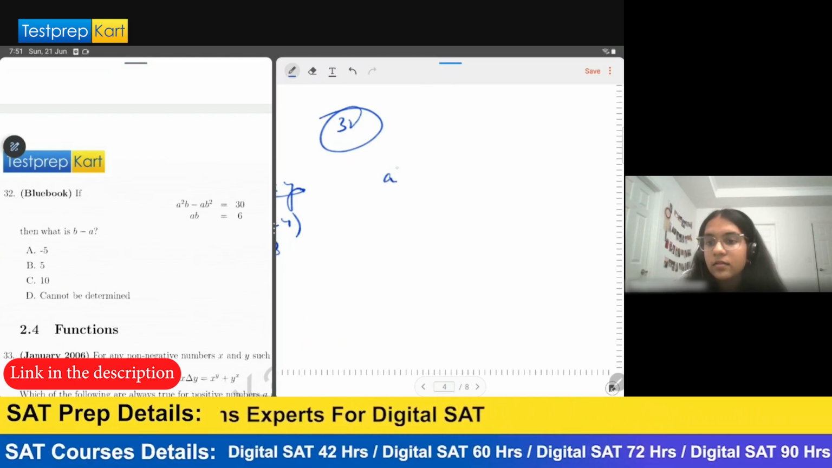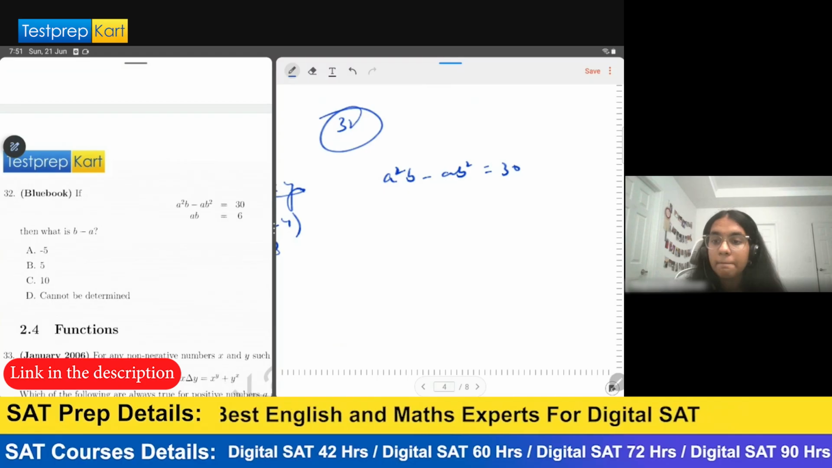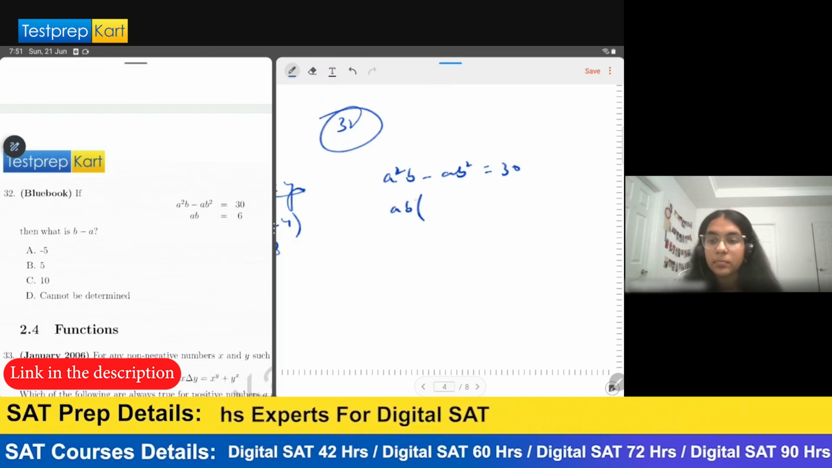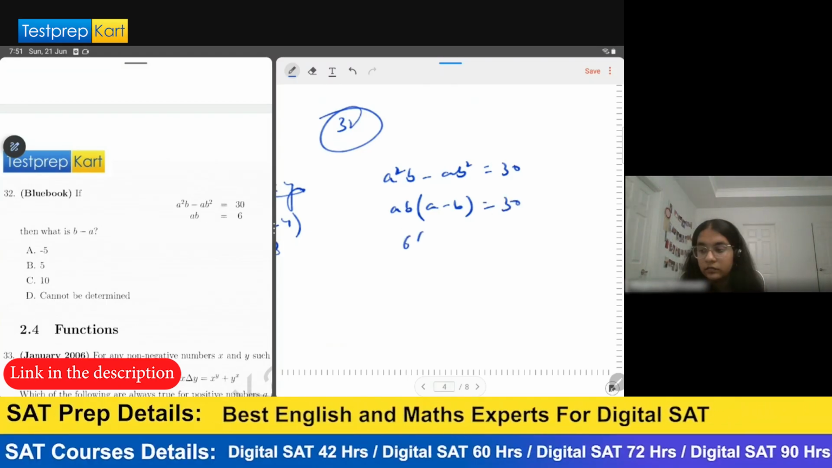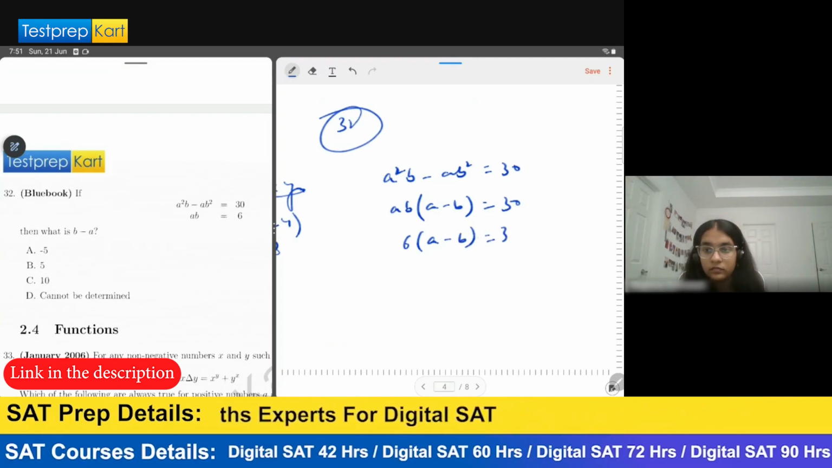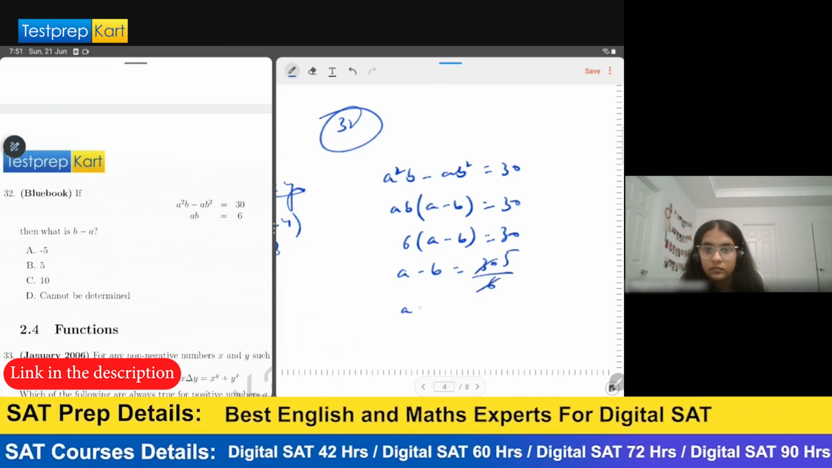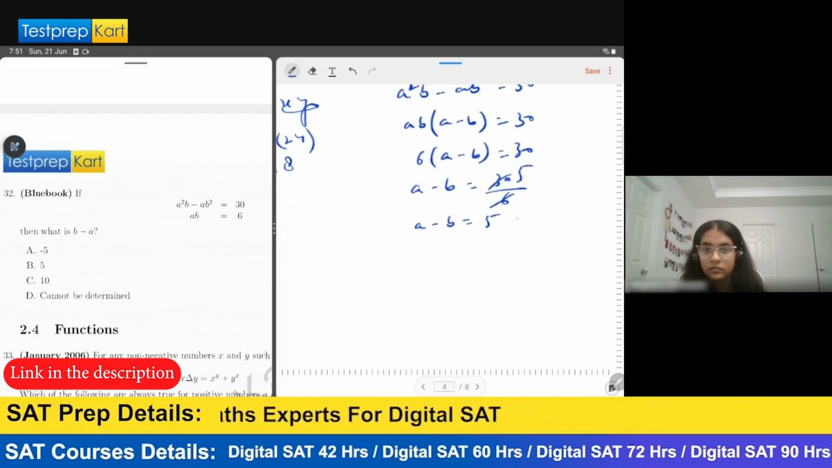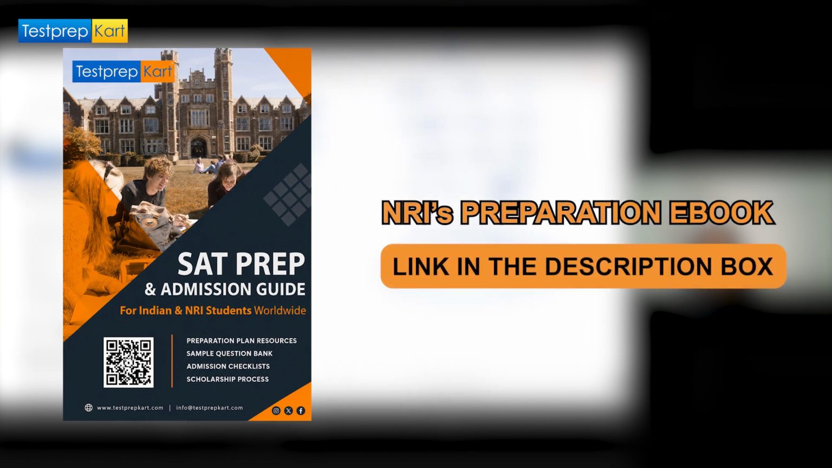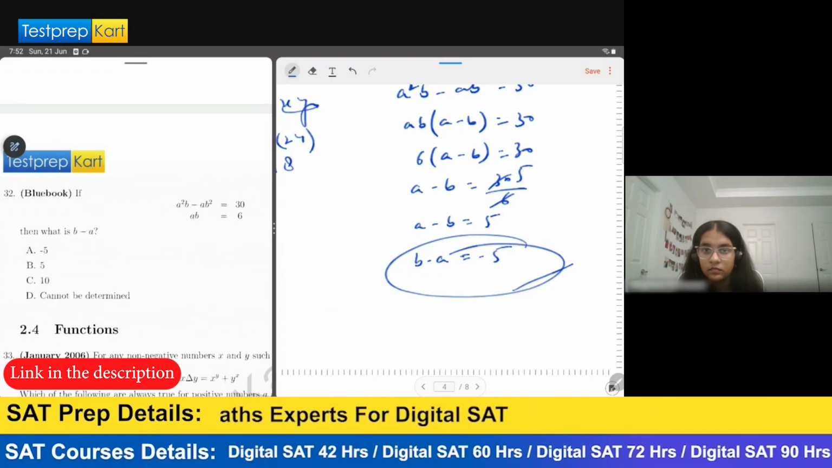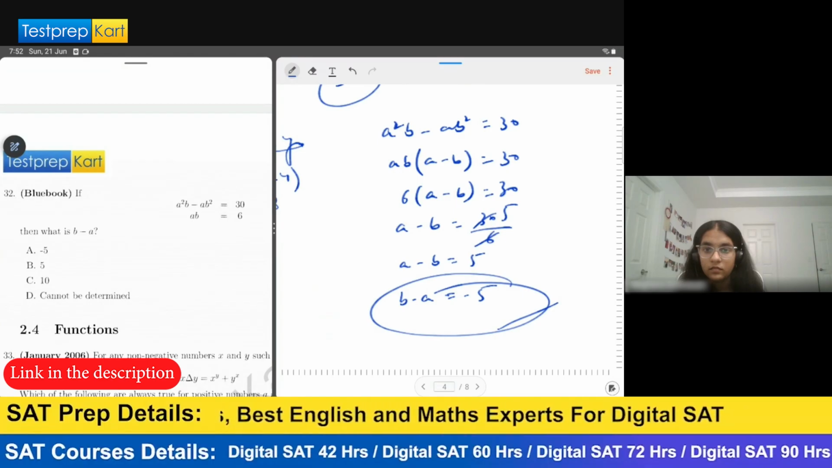Okay, let me do it like this. A square b minus ab square, that is 30, right? So ab I'll take common. I'm left with a minus b. That's 30, right? But I also know what ab is. That's 6. So 6 times a minus b, that's 30. So that means a minus b is equal to 30 over 6, which is 5. Now a minus b is 5, but we need b minus a. Multiply both sides by minus 1. So you'll have b minus a is equal to negative 5. This is what we had to do. So -5 will be the correct answer, right? Any doubt over this, you can tell me. I'll explain it again if you have any confusion over any step.